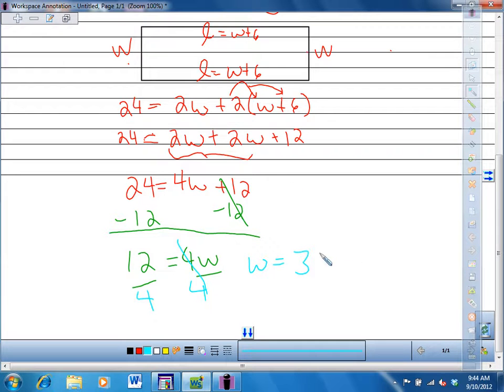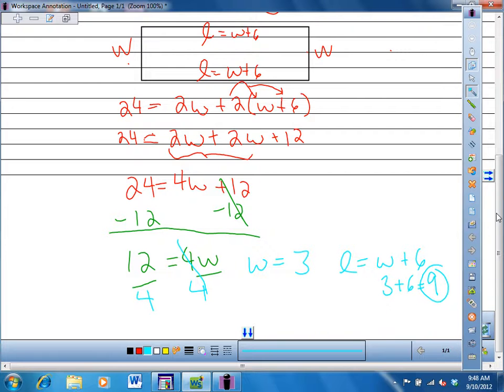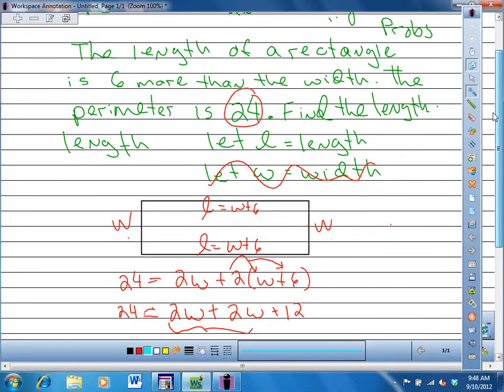What's the length? The length is the width plus 6, which is W plus 6, which is 3 plus 6, which is 9. So have we answered the question? Did we find what we set out to find? What did we answer the question to find? The length.